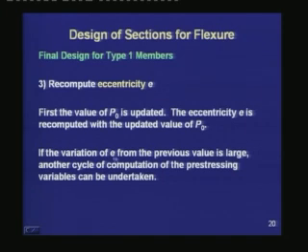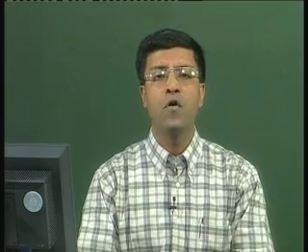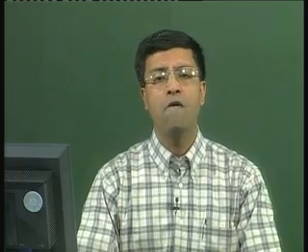If the variation of E from the previous value is large, another cycle of computation of the prestressing variables can be undertaken. That means gradually we are converging to a set of results which gives the maximum possible E, the lowest possible PE, satisfying the allowable tensile stress in the concrete, which is 0 for type 1 members. Once we have converged to a set of prestressing variables, that means PE, AP and the eccentricity E, next we are moving on to checking the compressive stresses in the concrete.